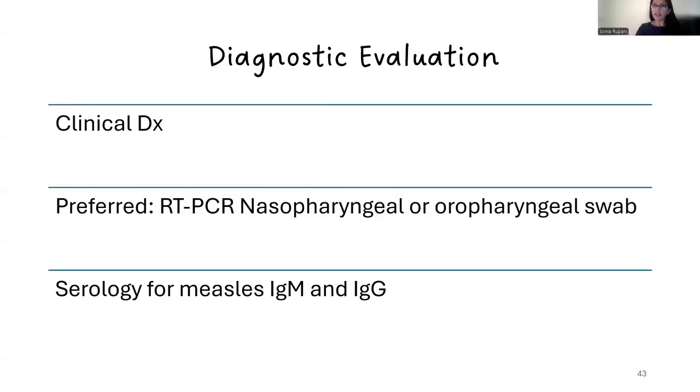With diagnostic evaluation, our initial diagnosis comes as a clinical diagnosis based on our history and physical exam. But when we're trying to confirm the diagnosis, the preferred testing is PCR. Nasopharyngeal swabs and oropharyngeal swabs are preferred. In some cases, urine specimens have also been used for PCR testing for measles. And then there are the serology tests for measles, IgM and IgG.